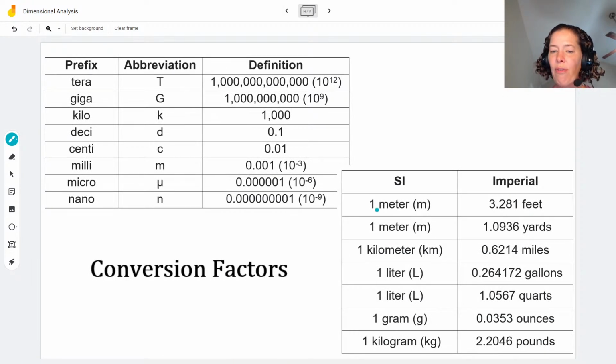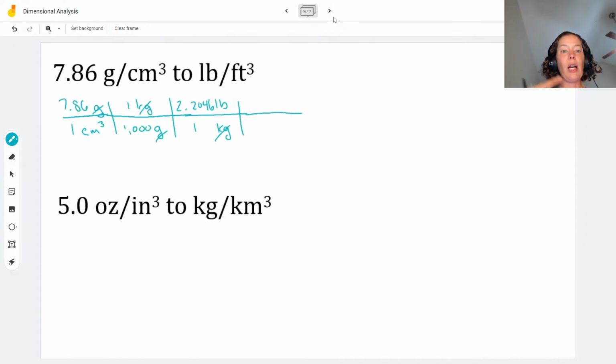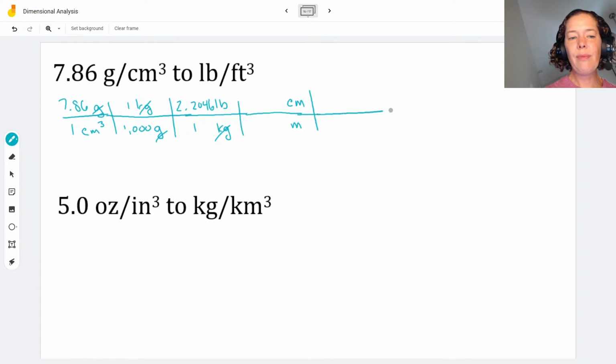I've got feet to meter. Well, that's fine. I can go from centimeter to meter and then meter to feet. So again, I'm going to string along a couple of conversion factors, but I like to think of this first without the cubes, and then I'll put the cubic factor in. So again, because my centimeter is in the denominator, I first want to go centimeter to meter, and then I'm going to go meter to feet.